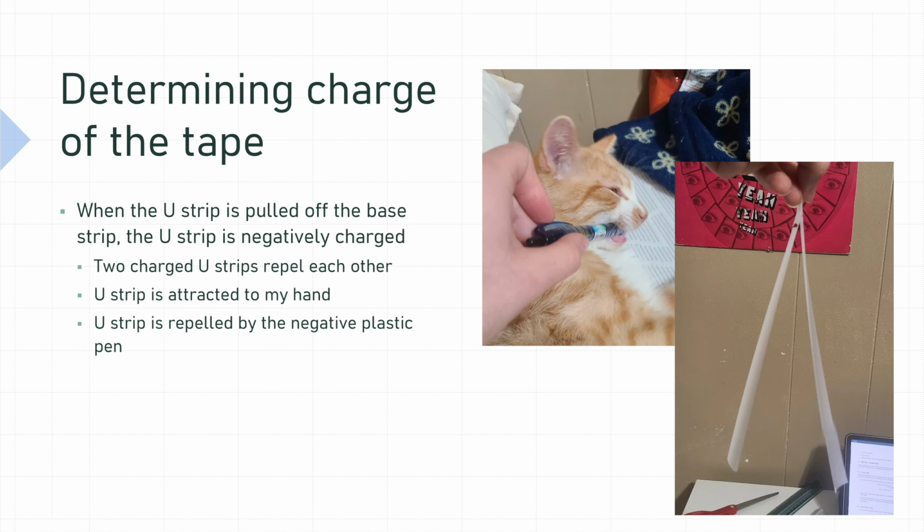Determining the charge of the tape, we determined that the tape is negatively charged because when you pulled the strip off the tape and you had two charged U strips, they repelled each other. The U strip was also attracted to my hand, which was neutral, and when the negative plastic pen was held up against it, then it would be repelled. My trusty lab assistant found that very true.